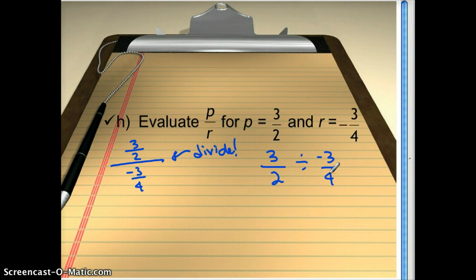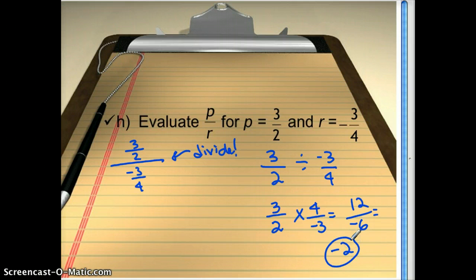Okay, so it's a fraction problem. You're working on these in your quizzes this week. But what I want you to do is 3/2, and remember dividing by a fraction is like multiplying by its reciprocal. So 3/2 times 4 over negative 3. Okay, again, you can cross cancel out first, or you can multiply straight across. I'll show you multiplying straight across for today. So 3 times 4 is 12. 2 times negative 3 is negative 6. And then 12 divided by negative 6, that is negative 2. So my answer is negative 2.